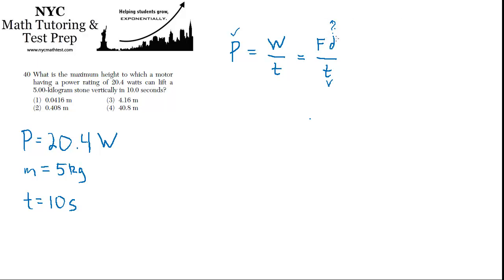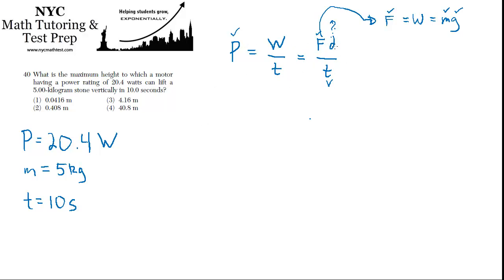The force that actually has to be overcome to lift this thing up is the weight of the stone, right? So this W is for weight, whereas this W is for work. And the weight is given by mg, the mass times the acceleration due to gravity. So we know the mass, and we always know the acceleration due to gravity is 9.81. So that means we can define this force and say that that's known too. So if we know the power, the force, and the time, we can find the distance that it's being lifted.